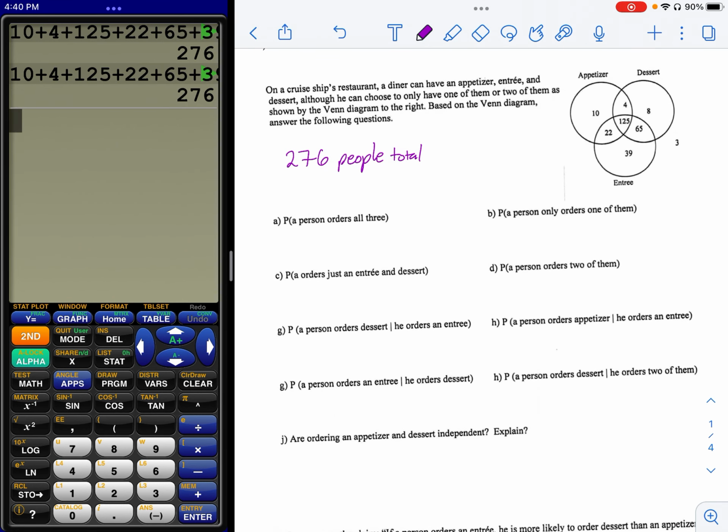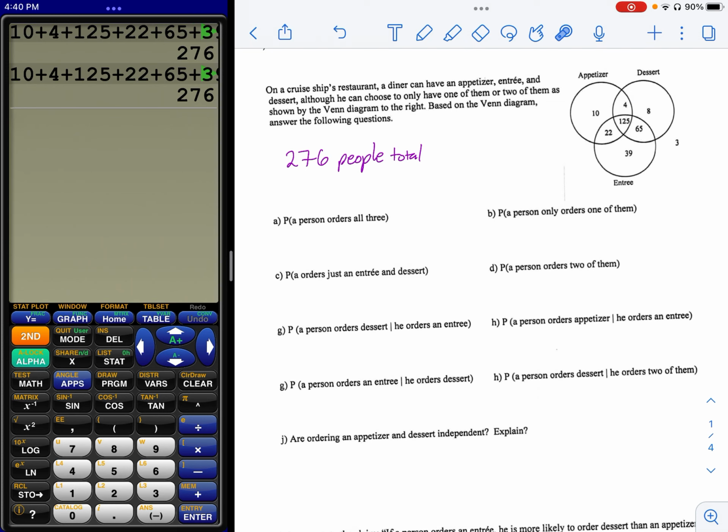And it's about people's choices for what they're going to eat. They have appetizers, desserts, and an entree. The person can have one, two, or all three of those. So the people in the very center had all three. This football shape here are people that had both appetizers and dessert. So that would be 129 people that had an appetizer and a dessert. These 4 people only had an appetizer and a dessert, while these 125 had all three.